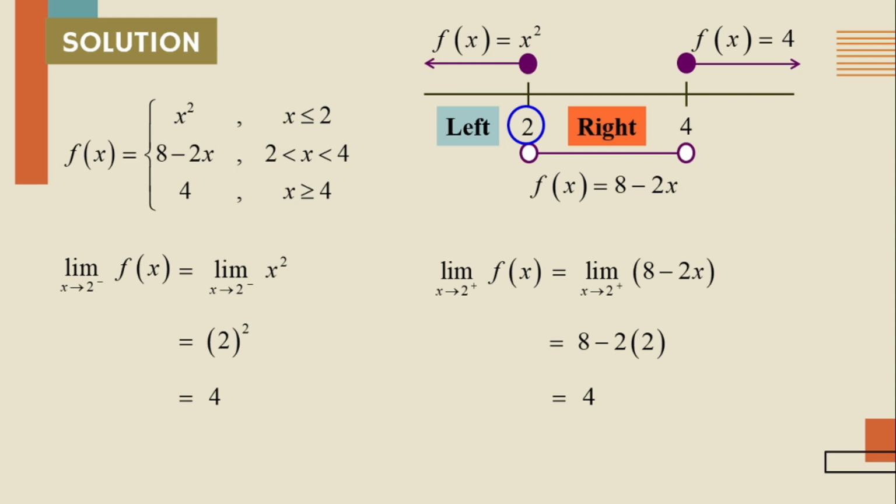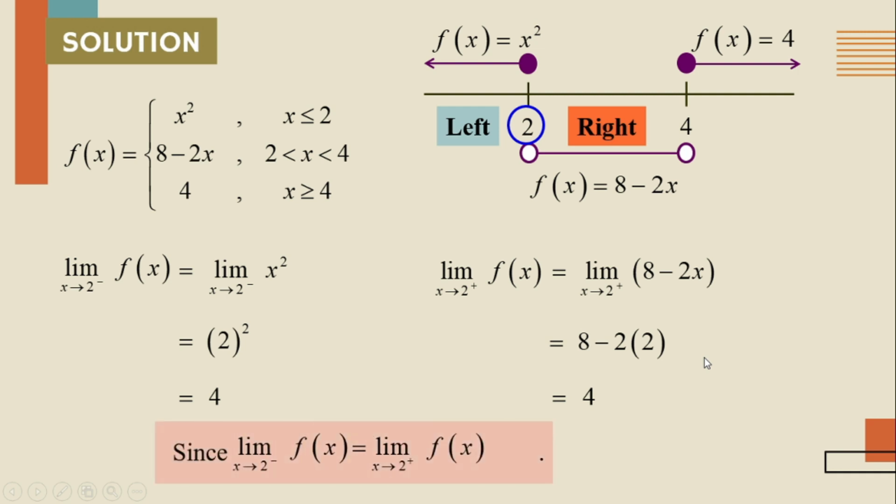Okay, so here we notice that both limits exist and are equal. Okay, both have the same value. Then we can conclude that since the limit of f(x) as x approaches 2 from the left is equal to the limit of f(x) as x approaches 2 from the right, equal to 4. Okay, because they have the same value, so we put the value.